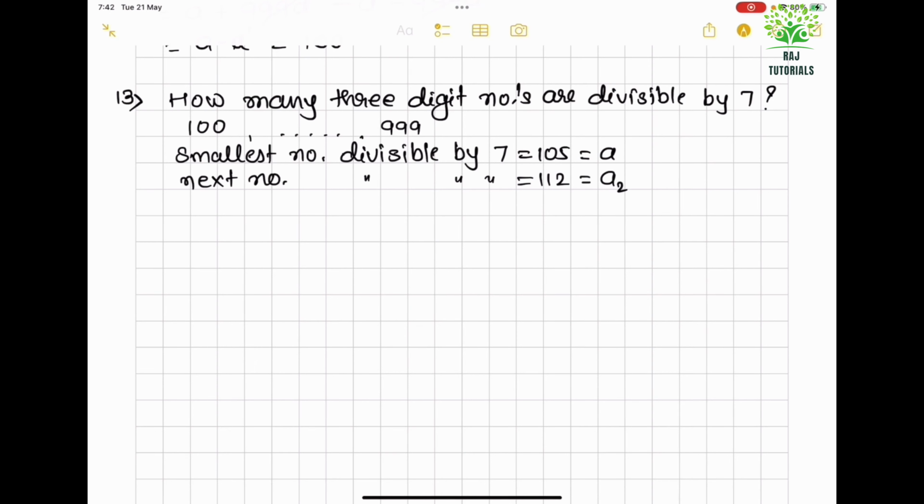So this will be A2. So D will be A2 minus A1. So that is 112 minus 105. So that will always be 7.